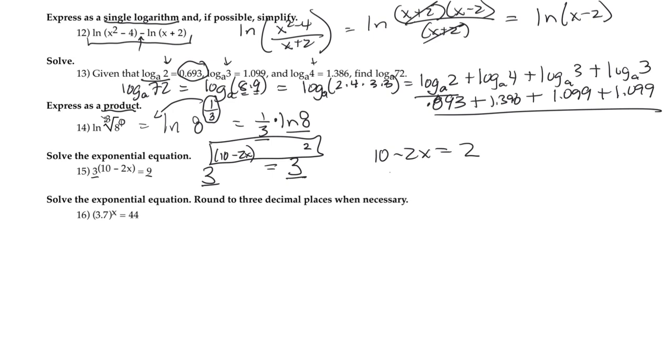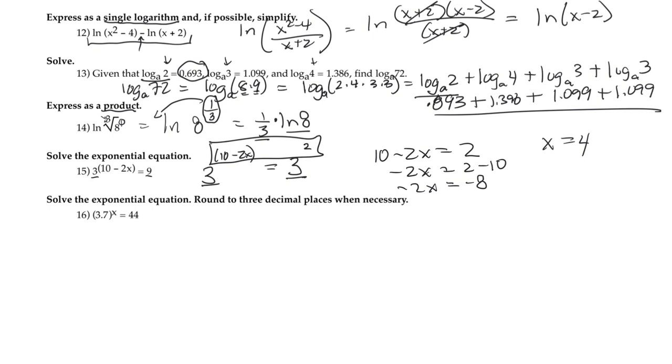I'll take the 10 to the other side and make it negative. Is that right? Yeah. So it'd be 2 minus 10. And then it'd be minus 2x is equal to negative 8. Divide both sides by negative 2 and you get 4. And I think if you plug a 4 in there, that checks out.